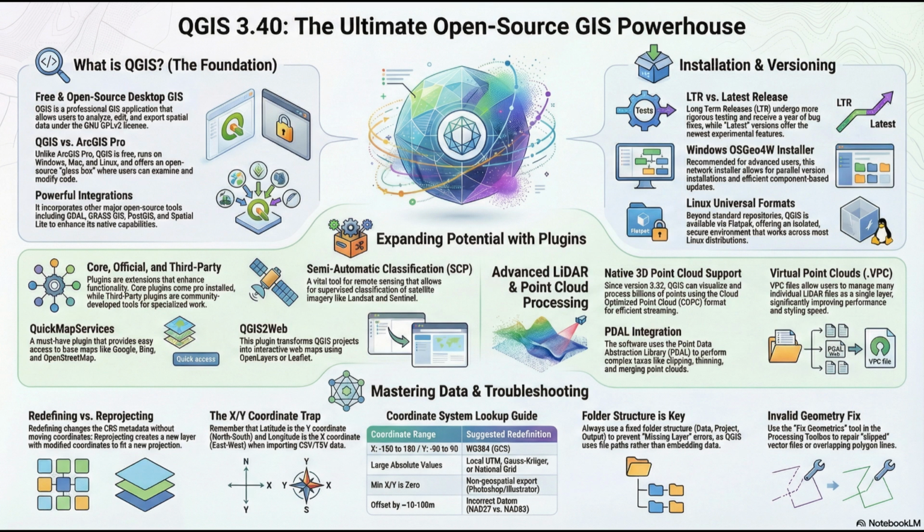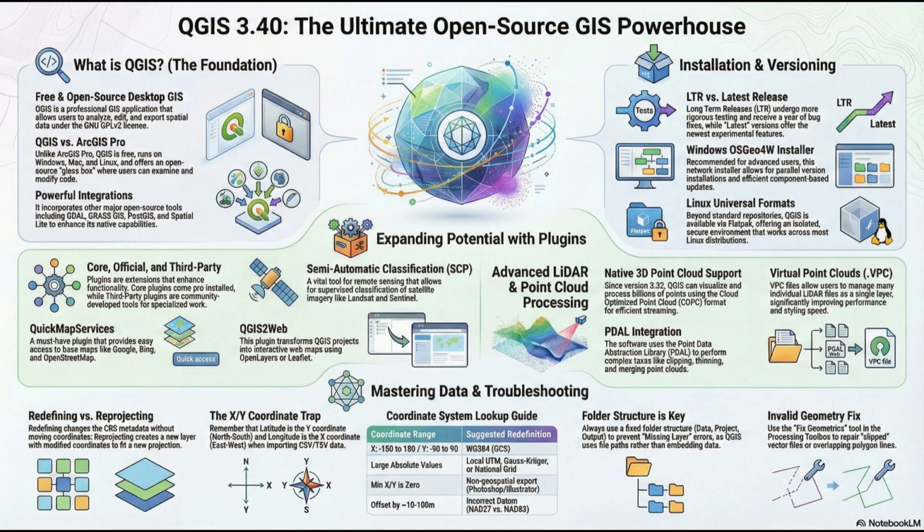Okay, so if my data is in the wrong place, or if I want to change it from lat-long to meters, what do I do? Use reproject. That is the mathematical engine. It takes every single coordinate pair, runs it through the complex transformation formula, and writes a brand new coordinate pair in the new system. It actually converts the Fahrenheit to Celsius mathematically.